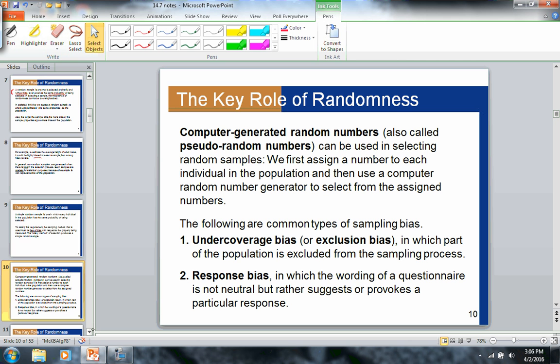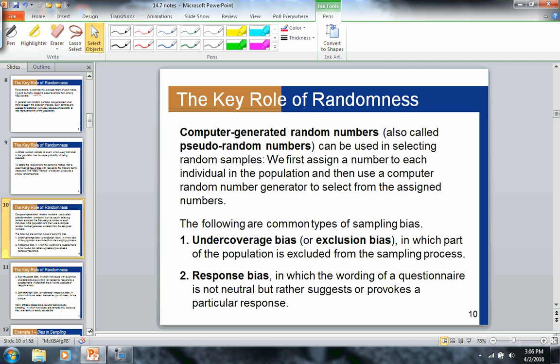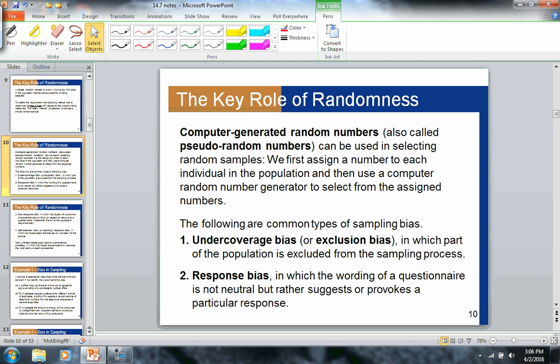Now, there are several different ways that you can generate that lottery sample. One way is a computer generated list of random numbers, and your calculators will actually do this. You have a random number generator on your graphing calculators. This is where you assign a number to each individual, and then you would use that random number generator to select numbers. Okay?